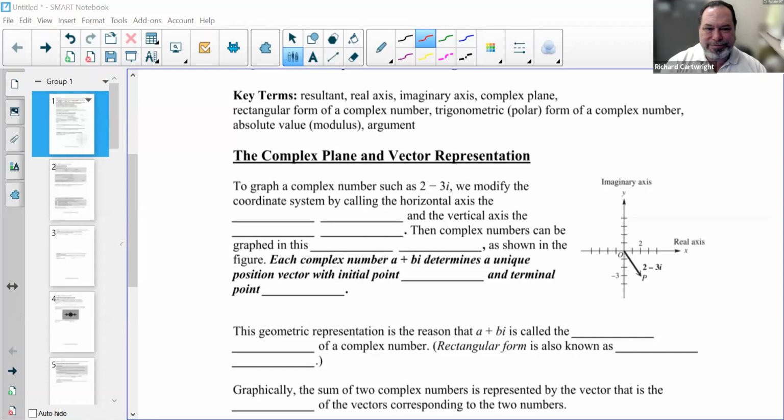You might recall looking at numbers like the one that's listed right here. Yeah, right there you see 2 minus 3i. And we did some manipulation of that earlier in college algebra. And I may even have talked about what it looked like to graph.